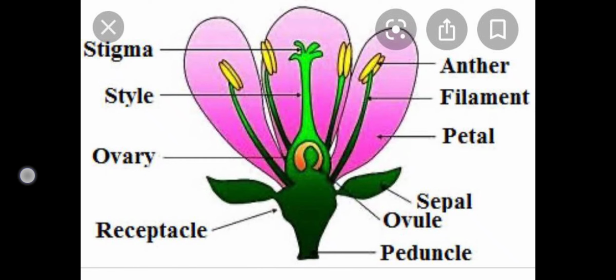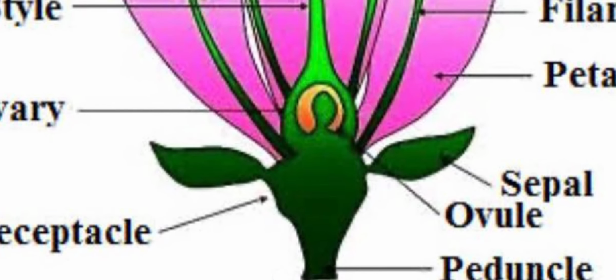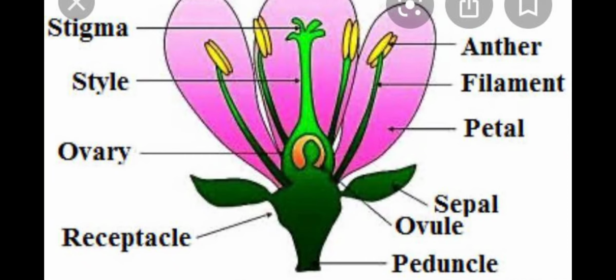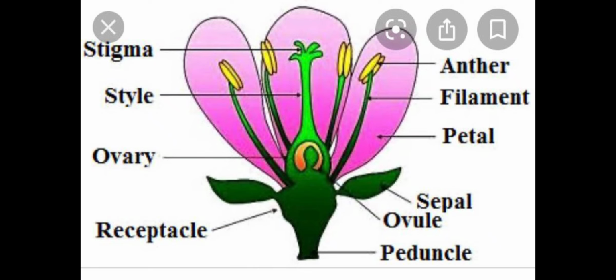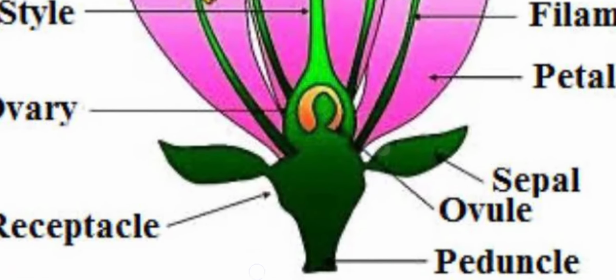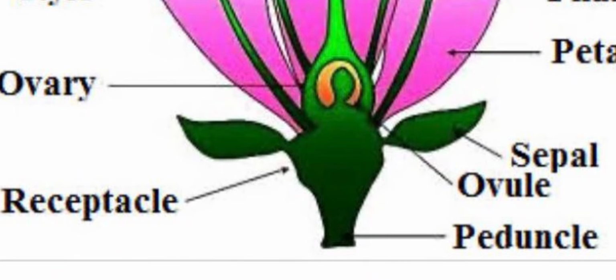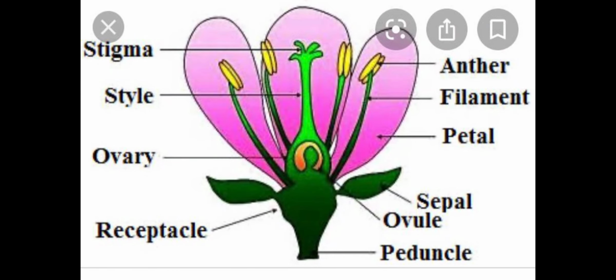Besides that, you can see here the thalamus, which is the broader part or receptacle. This thalamus is a platform where all the whorls are arranged. Besides that, you will see here the stalk with which we hold the flower, that is known as pedicel, right? So these are basically the small account regarding the structure of the flower and the inflorescence in today's lecture.